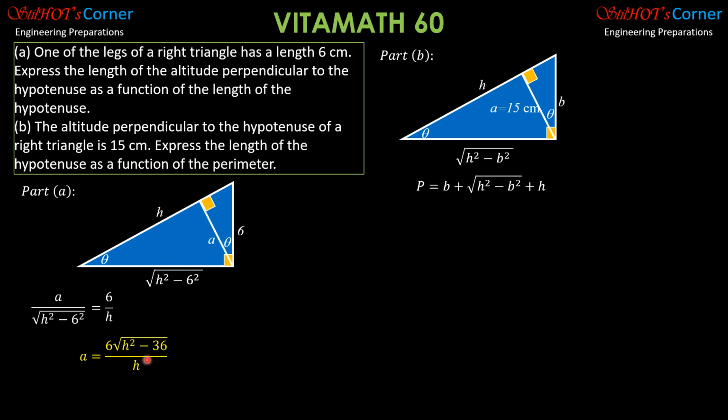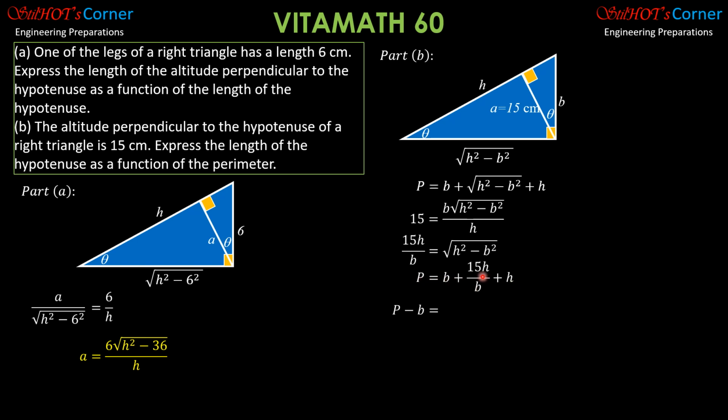So from the results here, because we have to apply similar triangles also, we have a, which is equal to 15, and 6 is just b, 36 is b square. So 15 equals b times square root of h square minus b square all over hypotenuse. So that means square root of h square minus b square is 15h over b. So 15h over b is equal to square root of h square minus b square. We then replace this by 15h over b, plus h. So we have p minus b.